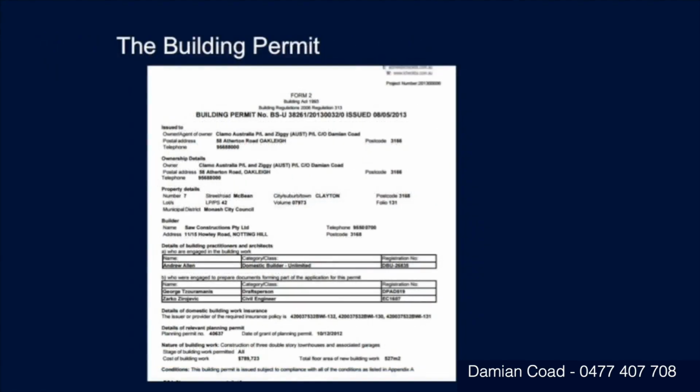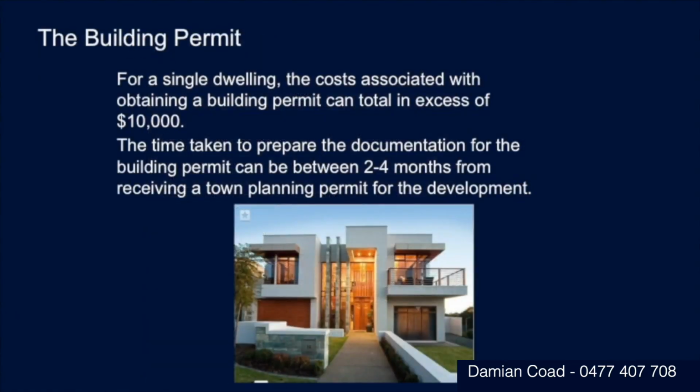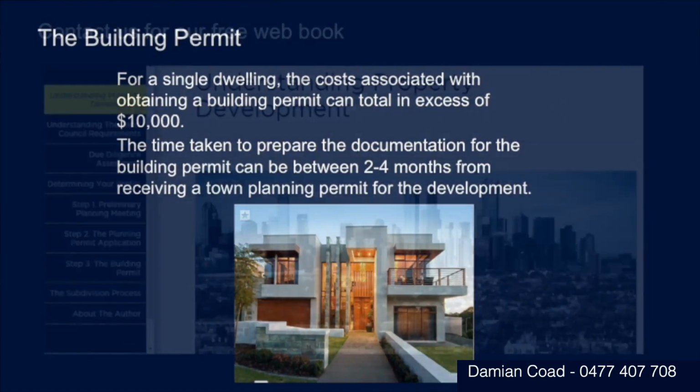Once you've satisfied the long list of demands from your building surveyor and you've nominated your builder, you will receive a building permit. A typical permit is shown here. For a single dwelling, the costs associated with obtaining a building permit can total in excess of $10,000. The time taken to prepare the documentation for the building permit can be between 2 to 4 months from receiving a town planning permit for that development.